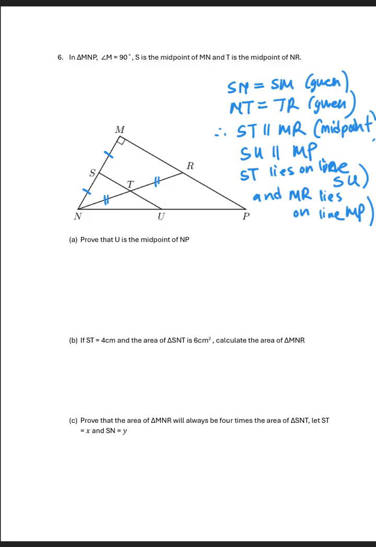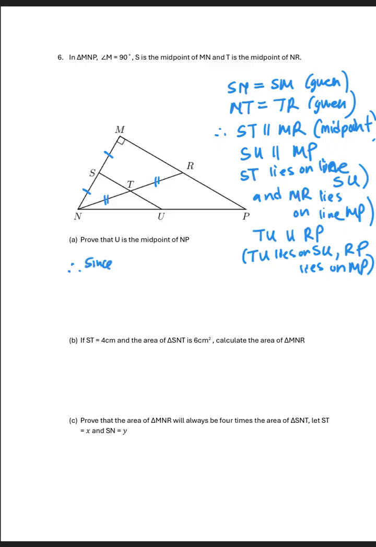So I also claim that TU is parallel to RP. The same principle is what? Is because TU lies on SU and RP lies on MP, right? Therefore, we can now use the converse of the midpoint theorem.